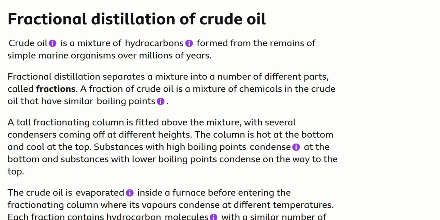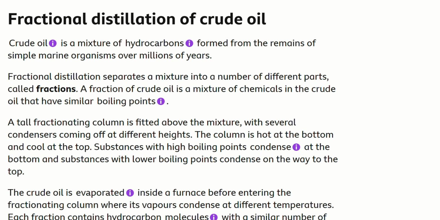So, crude oil is basically a mixture of hydrocarbons formed from the remains of simple marine organisms over millions of years. Now, hydrocarbons are basically compounds that contain hydrogen and carbon only, hence coming from the name. They can ask you for the definition of it, so please memorize it. It's not that hard. So basically, I'm certain all of you know the definition of fractional distillation.